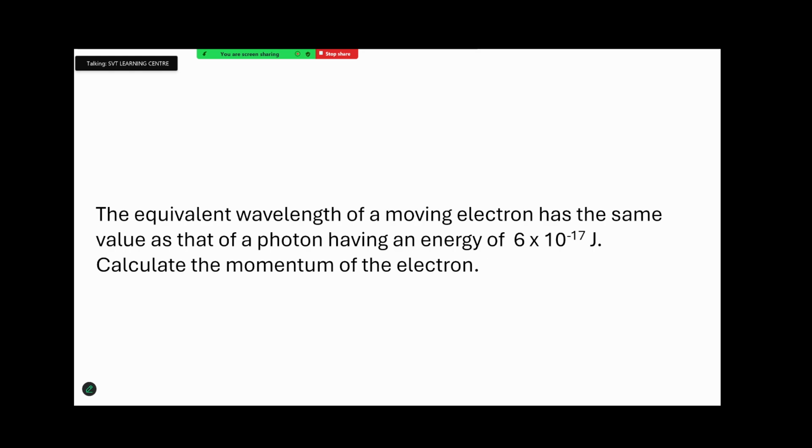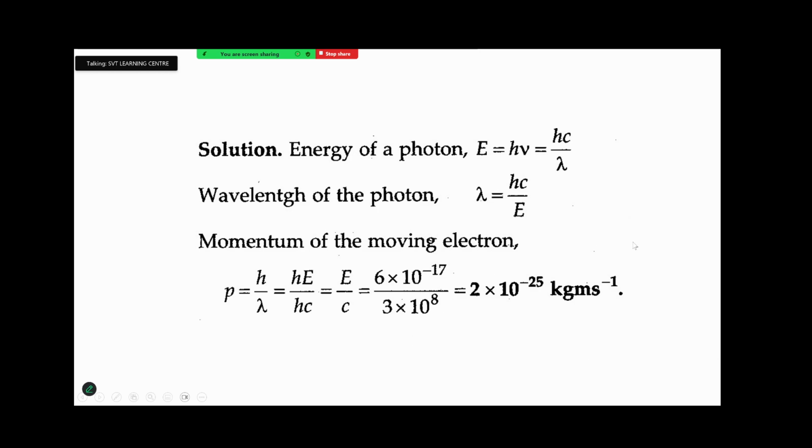First you have to find out the wavelength. You are given the energy of the photon. So energy of the photon E = hν = hc/λ. So your λ will turn out to be hc/E. Energy is given to you. So p will be equal to h/λ. I put the value of λ over here and you get it as 2 × 10^-25 kg m/s.